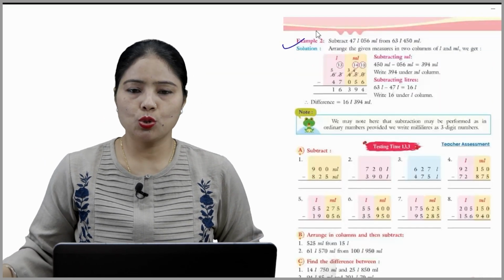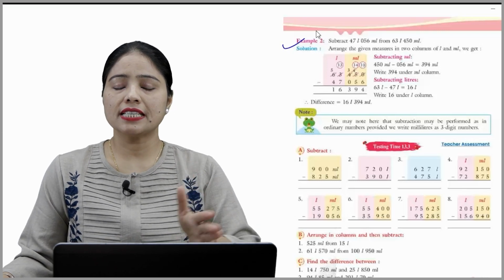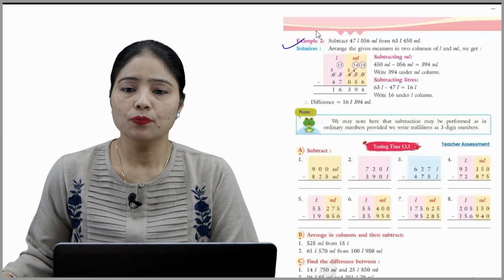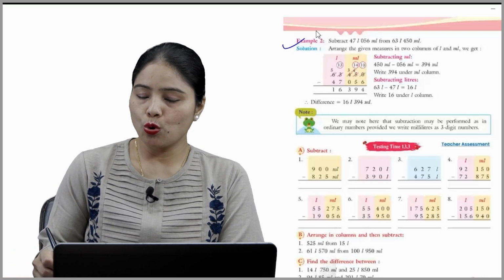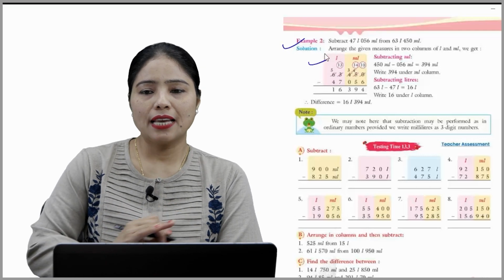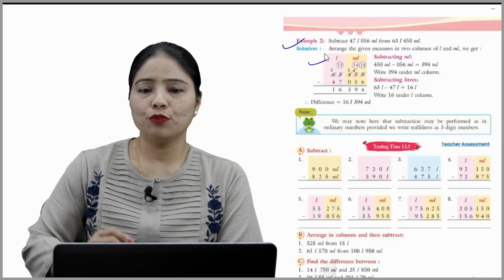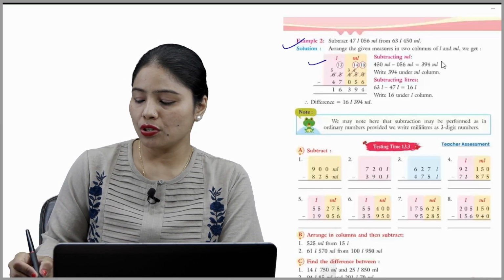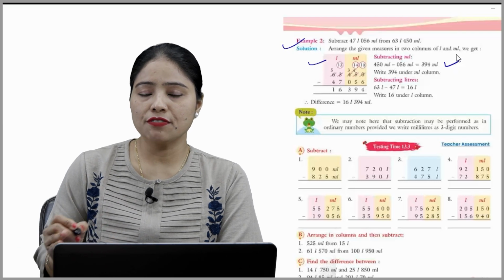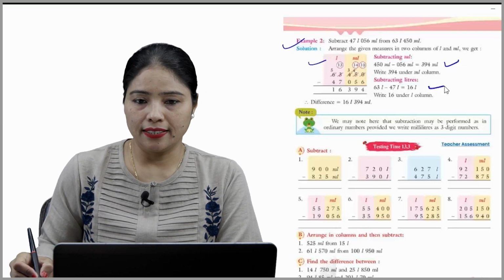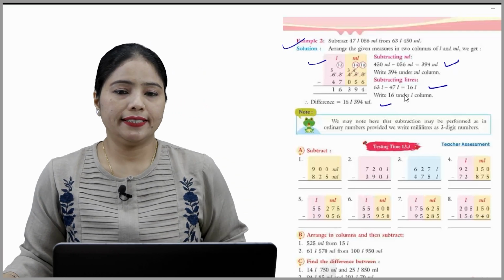Now example number 2. Subtract 47 liter and 56 milliliter from 63 liter 450 milliliter, beta. So now arrange the given measures into two columns like liters and milliliters. After that, subtract milliliter first. 450 minus 56. So 394. Now subtract liters. 63 minus 47, 16 liter. So how much did the difference come to? 16 liter and 394 milliliter.